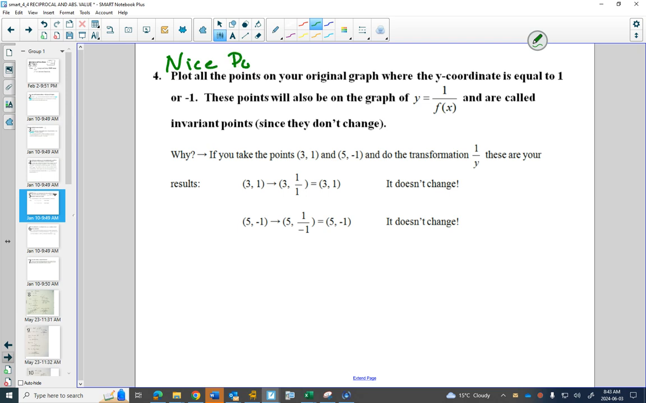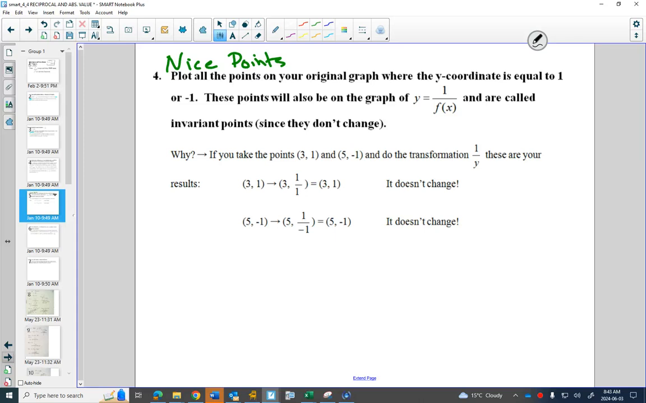We're going to sort of keep with the theme that we've been doing all year. Just put above number 4: find as many nice points as possible. And all you're going to do is change the y value to 1 over y. And some nice points in particular are where the y value is 1. Because if you would do 1 over y, you get 1 over 1, and it would stay the same. Same thing happens with negative 1.